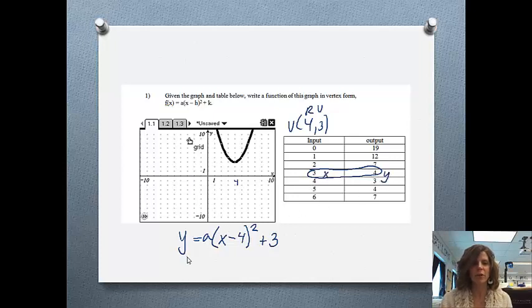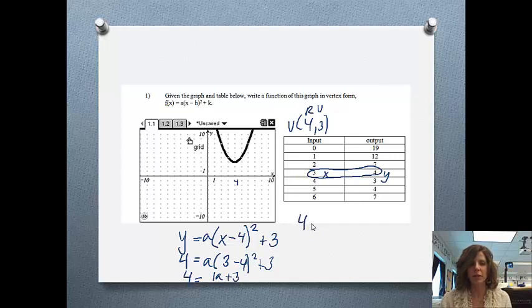So I'm going to go down to my equation and I'm going to put the 4 in for the y, and I'm going to put the 3 in for the x. And we'll basically be solving for a. So I'm going to have 4 equals. Here I'm going to have 3 minus 4 is negative 1, but then when I square negative 1, I'll get 1, so I'll have 1a plus 3.